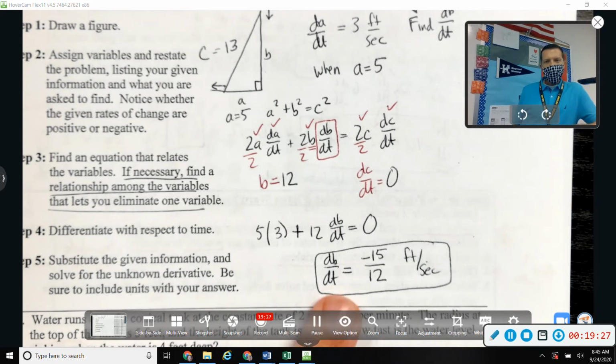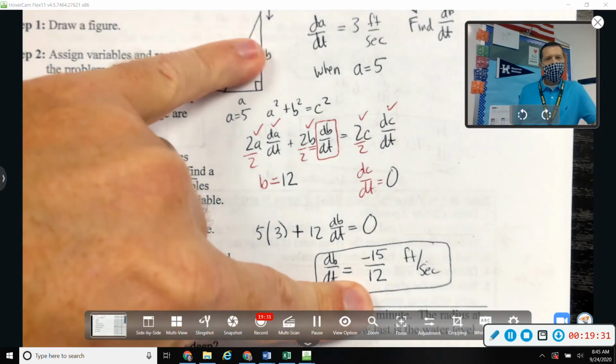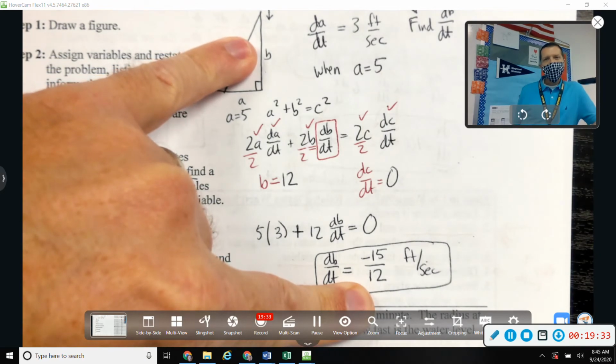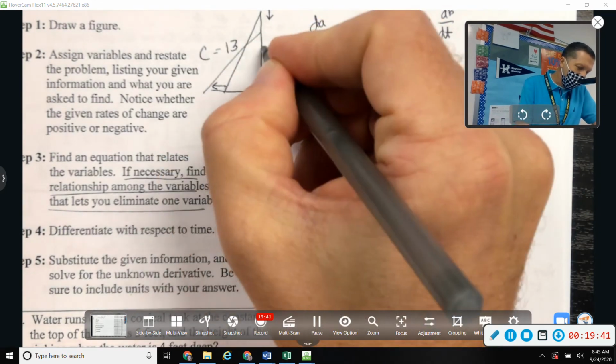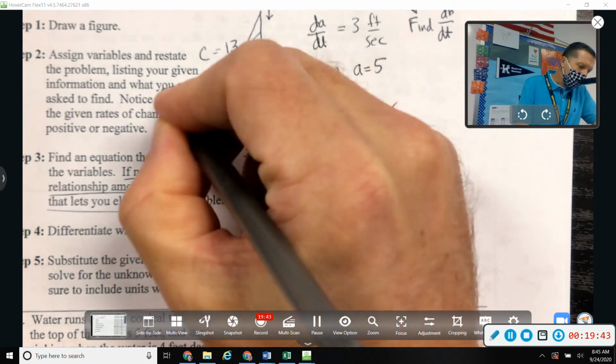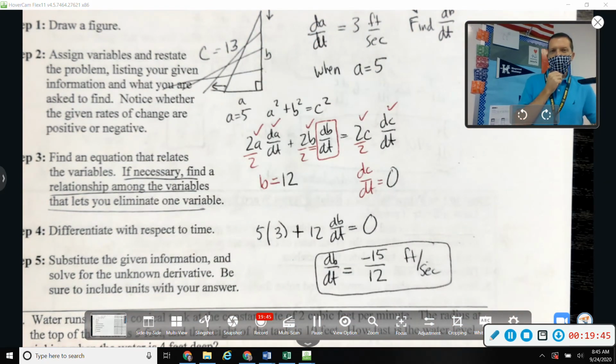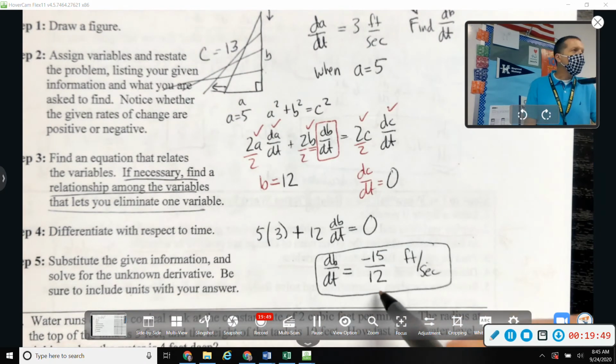Does it make sense that this one is negative? Look at our picture. And some of you are nodding your heads. Yeah, that makes sense. The B is decreasing. B is getting smaller as the ladder slides down. You don't draw more pictures because that makes it more confusing, but as the ladder slides down, B is getting smaller, so it makes sense that our answer should be negative.